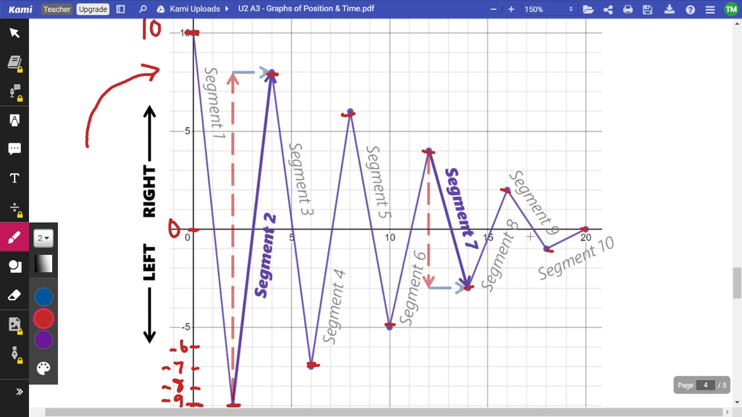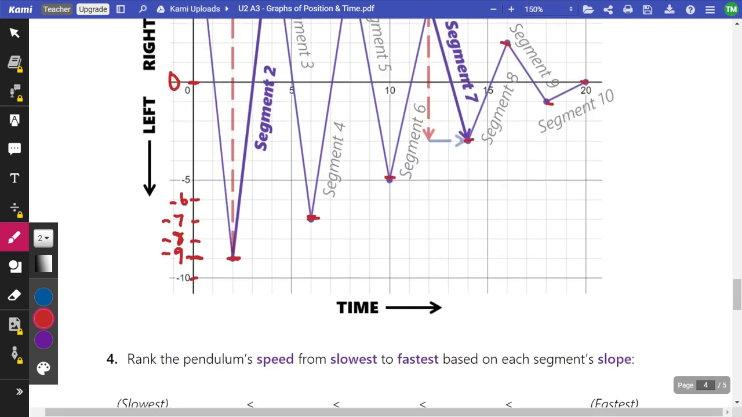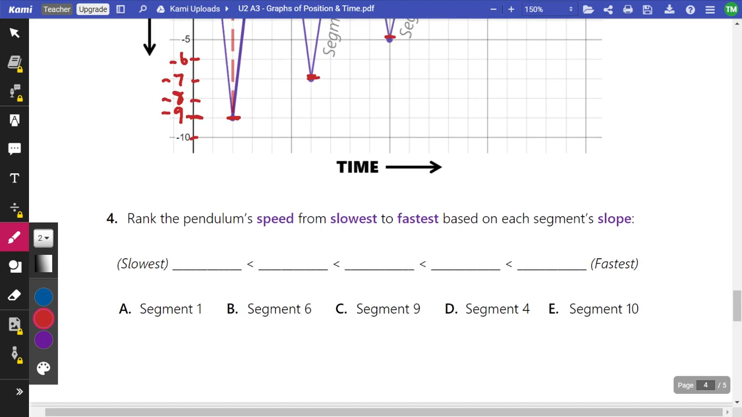Whereas something in segment 10 is not covering so much distance. It's covering a tiny bit of distance in that same amount of time. So segment 10 is definitely going to be our slowest moving segment. A pendulum is moving slowest during segment 10. I'm going to run out of room here, so let me just write the letter for that, which was E.